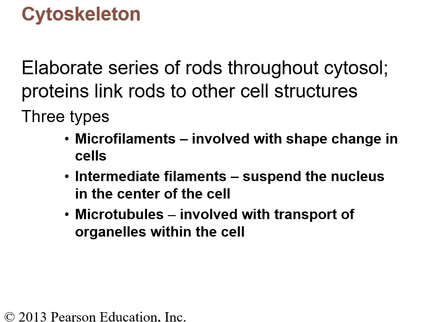These can be involved in changing the shape of the cells, especially in cells that move, or if you're going to make a vesicle and bring something into the cell through endocytosis. You have to create these little extensions of the cell to wrap around that substance you're bringing in and enclose it so you can create the vesicle. So those are microfilaments. Intermediate filaments help to suspend the nucleus in the center of the cell.